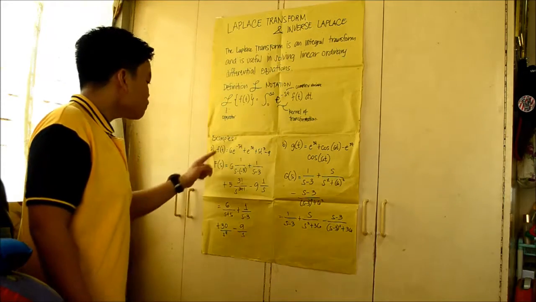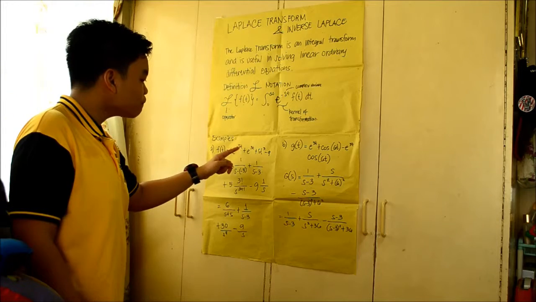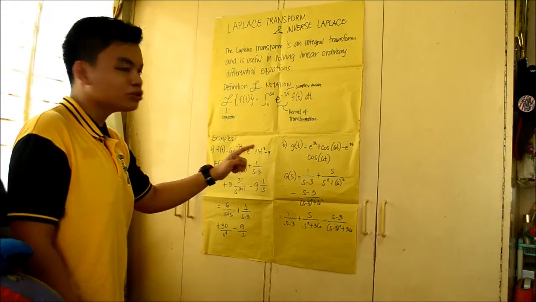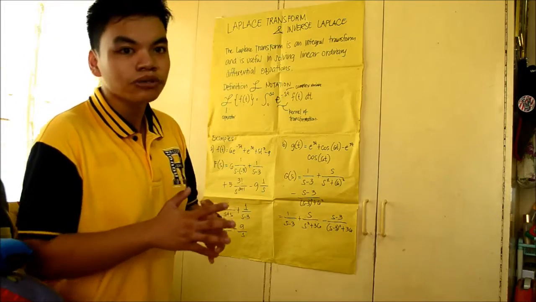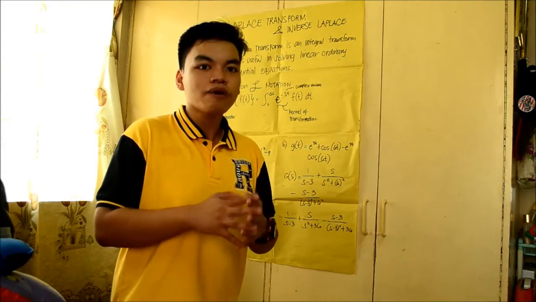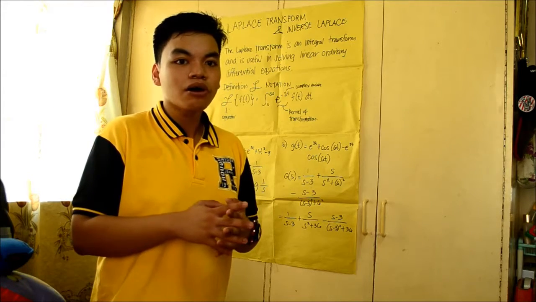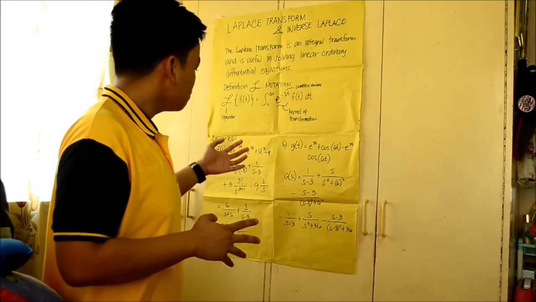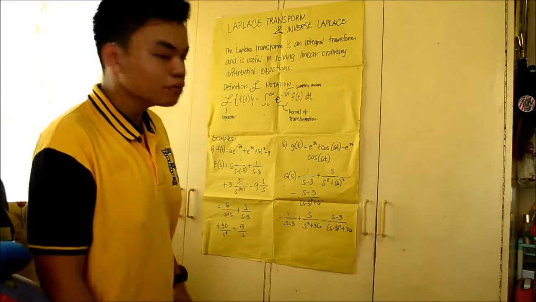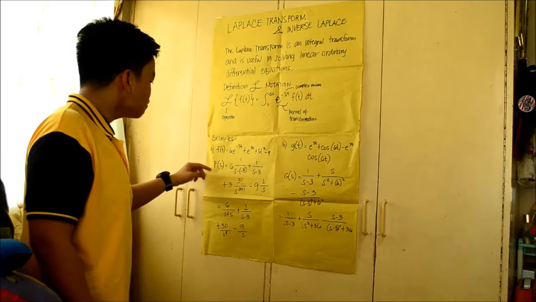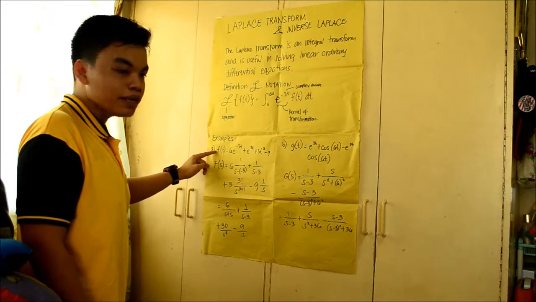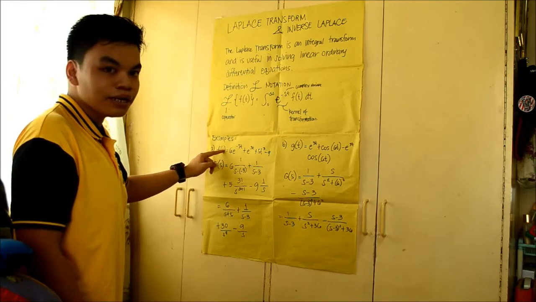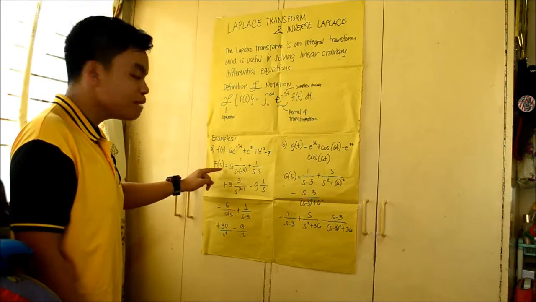Example, f of t is equal to 6e raised to negative 5t plus e raised to 3t plus 5t cubed minus 9. In solving Laplace transform, we should know very well the table of the Laplace, so we can solve this given equation. So, in solving that, the f here, the small f will become capital F. Then the time here, or the t, will become s domain.